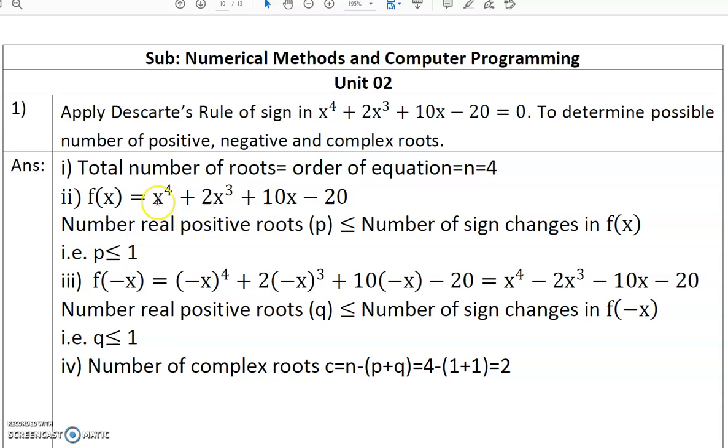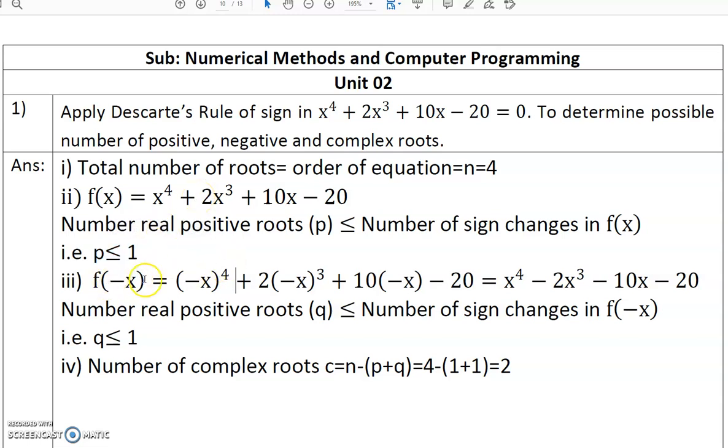So how many sign changes are in this equation? Here plus to plus, no sign change, plus to plus, no sign change, plus to minus, one sign change. The number of real positive roots is always less than or equal to the number of sign changes in f of x. So the possible number of positive roots for this equation is less than or equal to 1. Maximum one positive possible root for this equation.